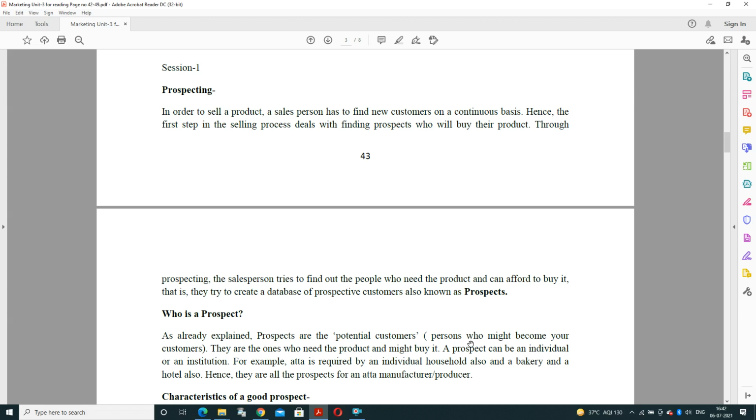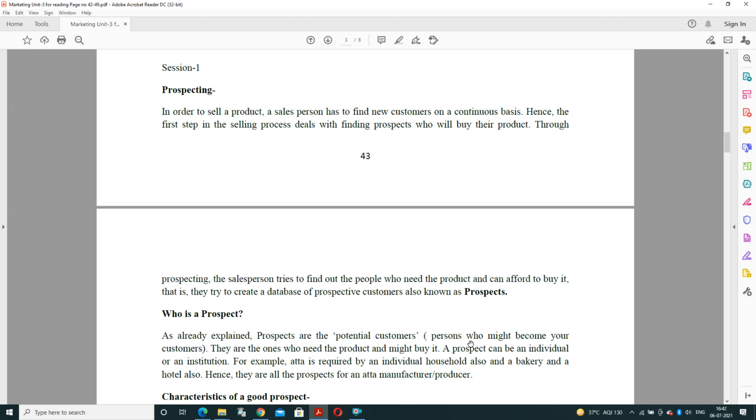Through prospecting, the salesperson tries to find out the people who need the product and can afford to buy it. And by finding the person who can buy the product, afterward he will try to find the person who needs the product. Take one example: A is a rich person. A has a lot of money. A can buy a new car anytime. B is also the same kind of person. Now a company will try to find out whether A is interested in your product or not.